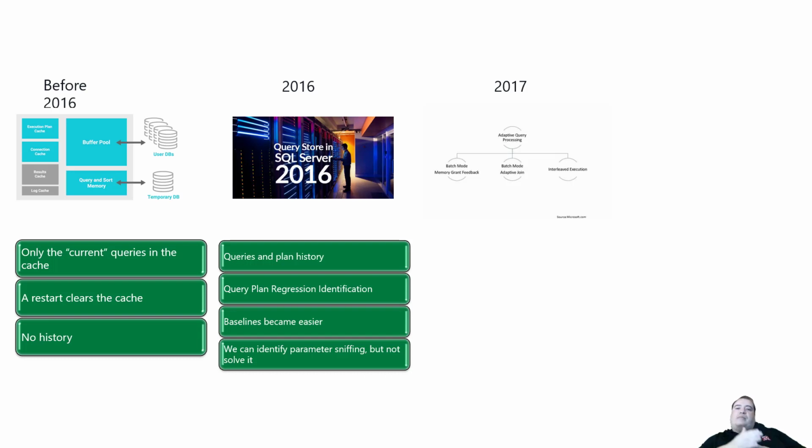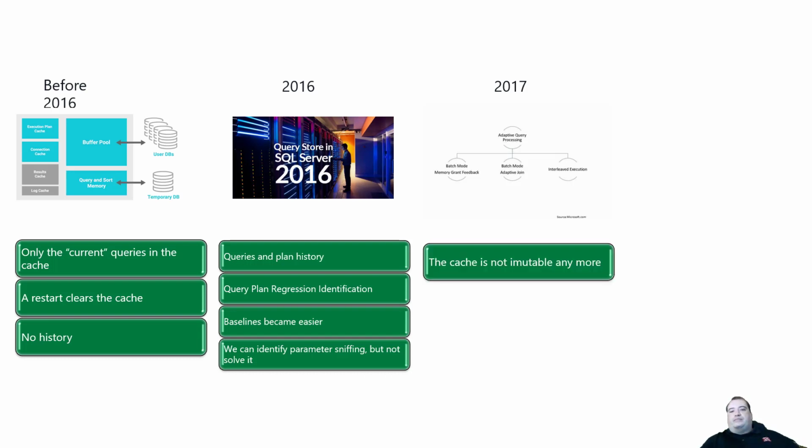This feature, adaptive query processing, is broken down into 3 different sub-features: memory grant feedback, adaptive join, and interleaved execution. This completely changed the way we look at the query plan cache, because before that the query plan cache was completely static. Then after 2017, the query plan cache can be changed if SQL Server decides that it's useful to change, to improve one specific query. So the cache is not immutable anymore after 2017. The first feedback was created. What do I mean by feedback?